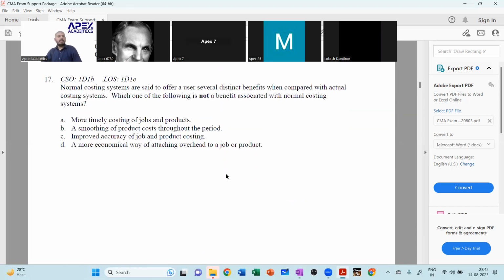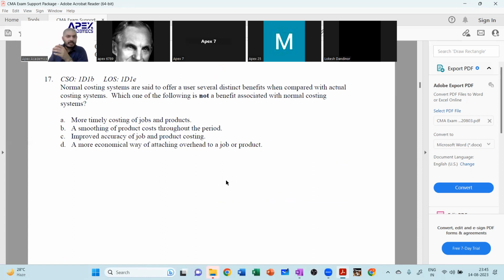Question number 17. Theory question, but deeply conceptual. Normal costing systems are said to offer a user several distinct benefits when they are compared with an actual costing system. Which one of the following is not a benefit? Well, more timely costing of jobs and products. Yes, they are a benefit.